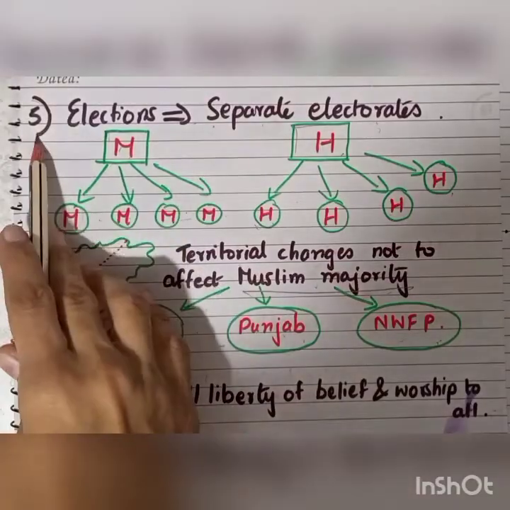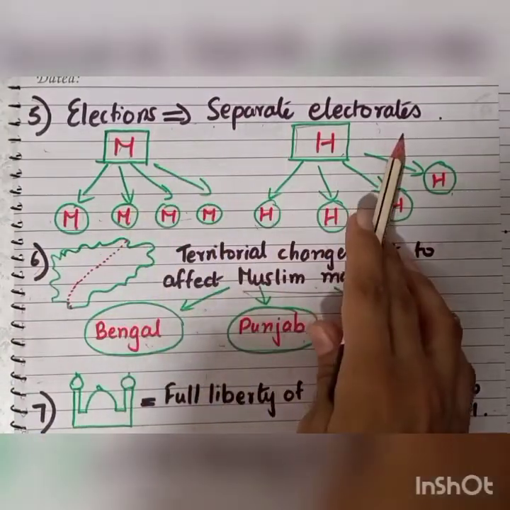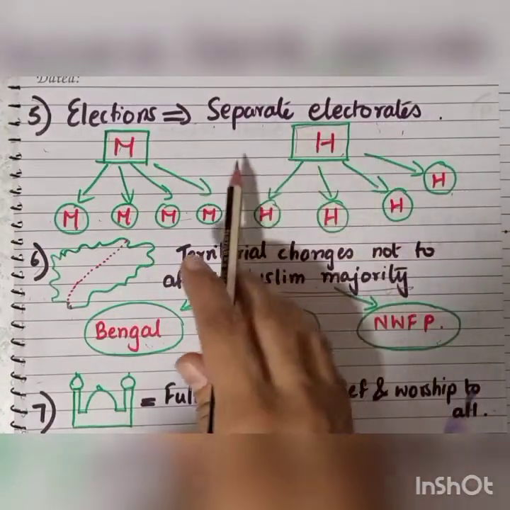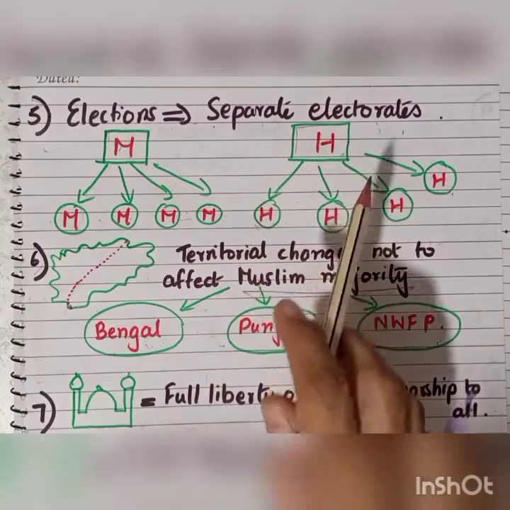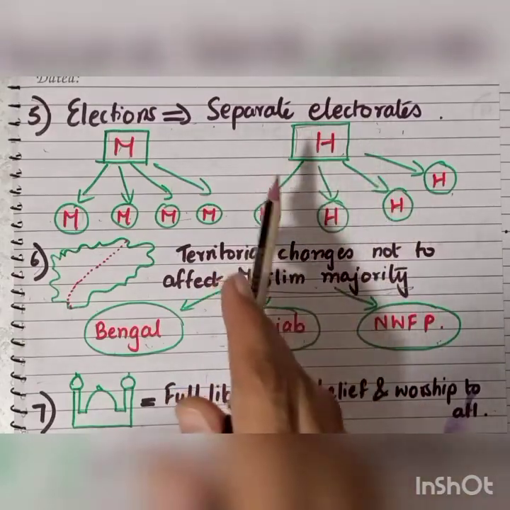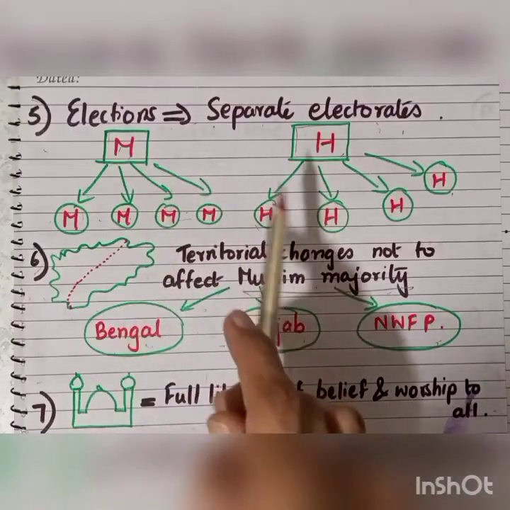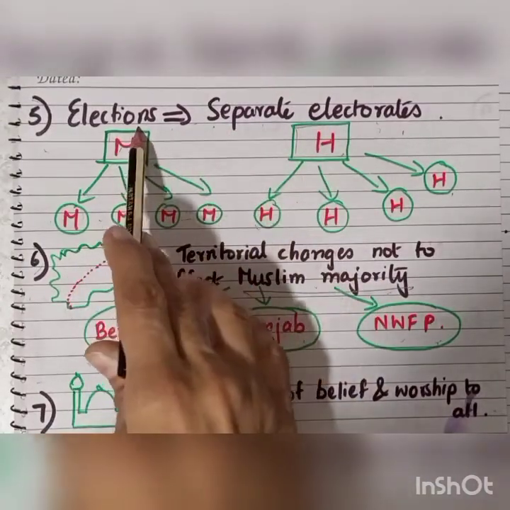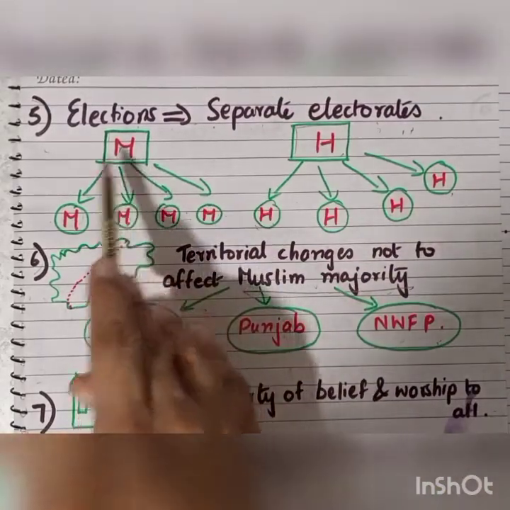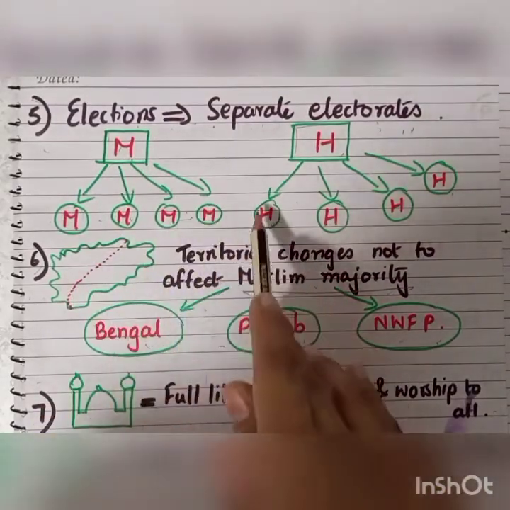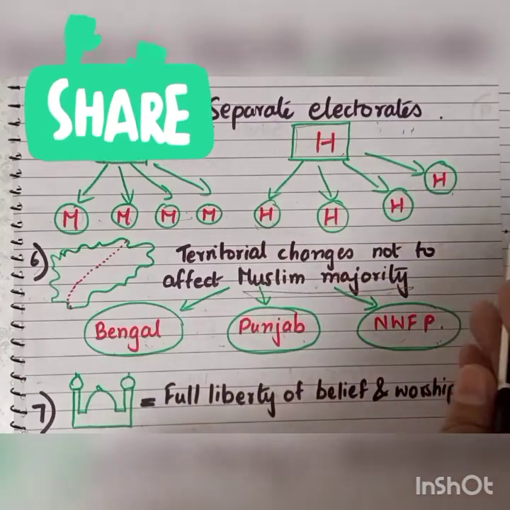So the fifth point said that the elections have to be by separate electorates, and this is one thing which the Hindus had agreed upon during the Lucknow Pact, but they went back on it in the Nehru report. So Quaid insisted that elections have to be by separate electorates. That is, the Muslims will have a Muslim only electorate, and the Hindus will have a Hindu only electorate.